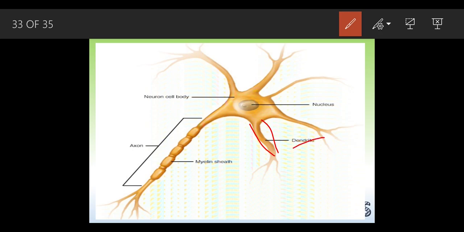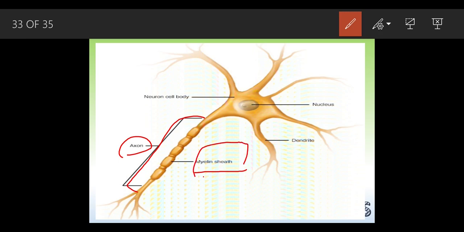Okay, now we are going to talk about the middle part, that is the body region. It is called as the axon. Inside the axon there is a nucleus also, there is a single nucleus, they haven't mentioned out here. Okay, there is a myelin sheath. What is the function of this myelin sheath? It is to protect this nerve cell.